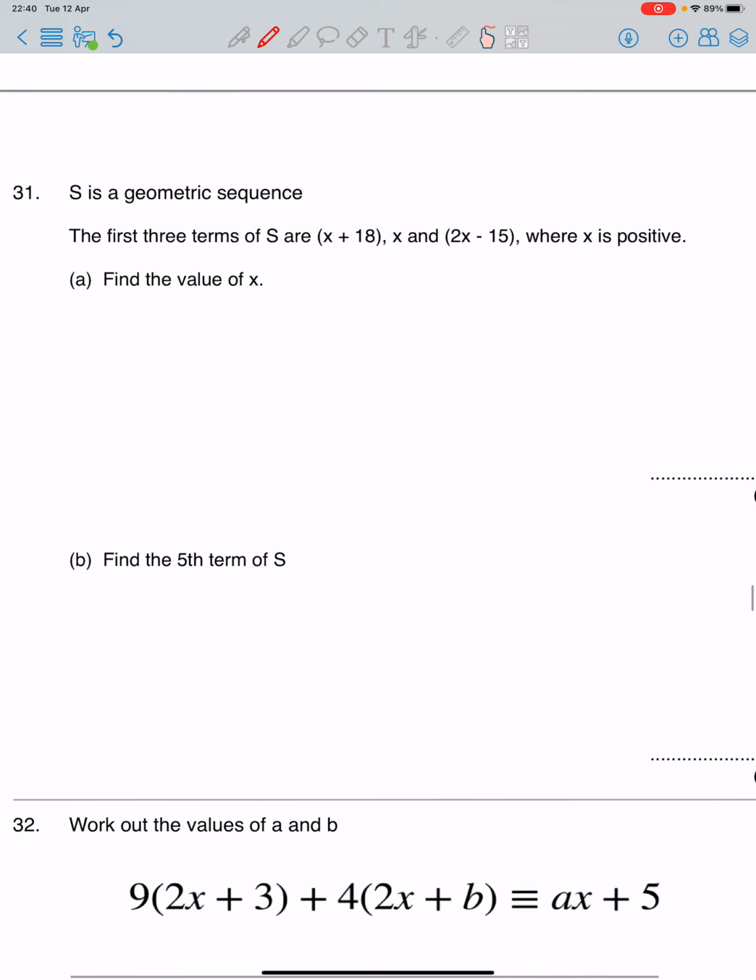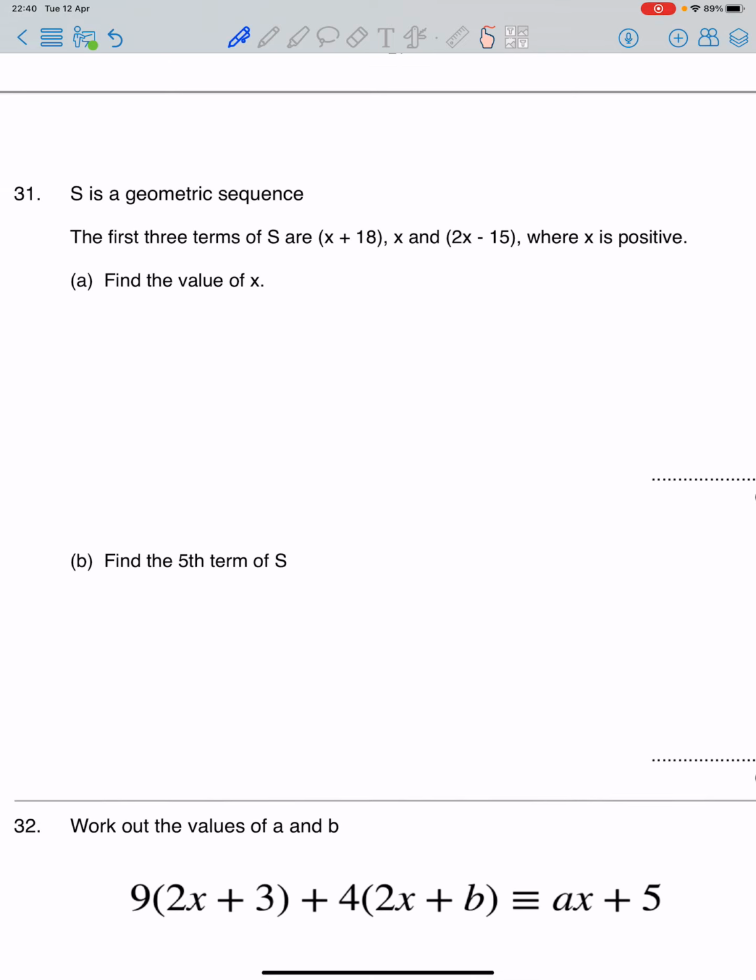Okay, S is a geometric sequence. Let's change the color. I want red, I think. S is a geometric sequence. The first 3 terms of S are x plus 18, x, and 2x minus 15, where x is positive.